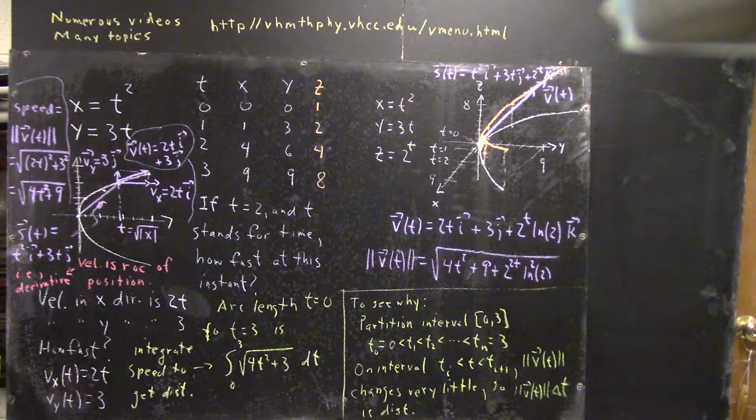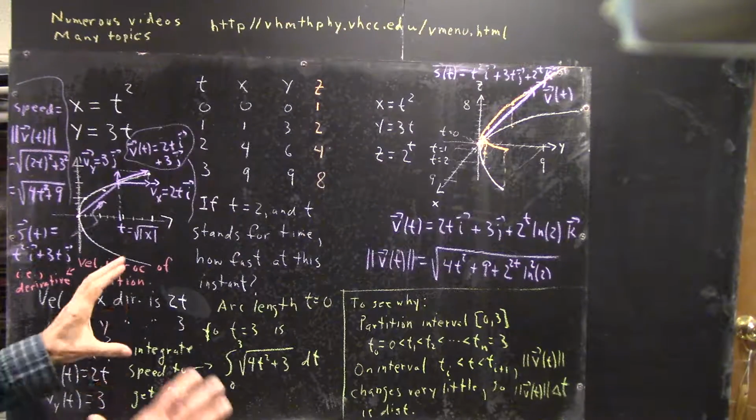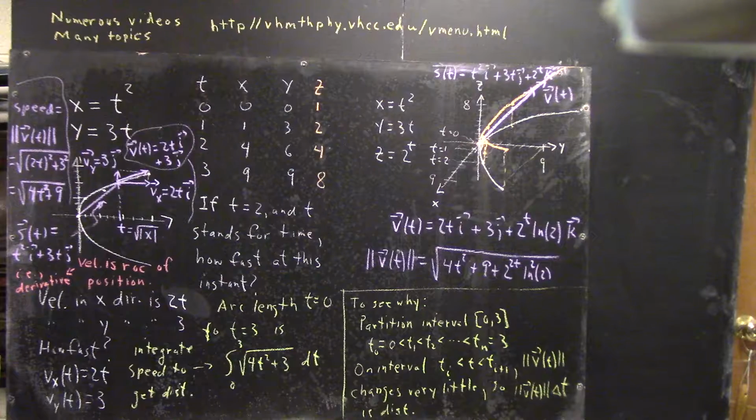So, we're going to use the velocity function to approach the idea of an arc length. Okay, so in the context of velocity, we're going to look at the arc length of this curve in the next video.